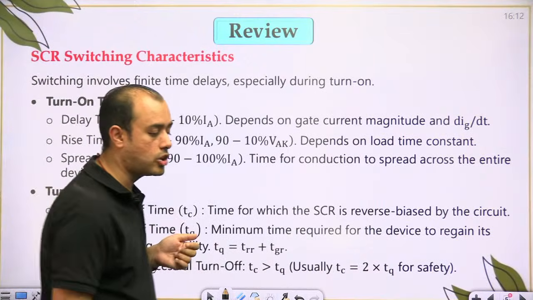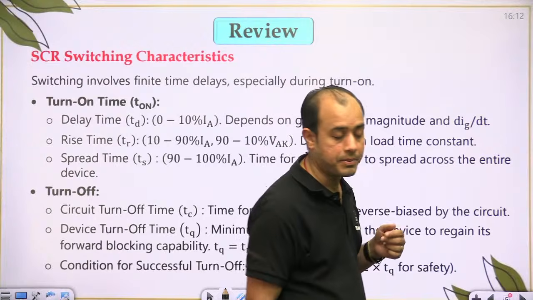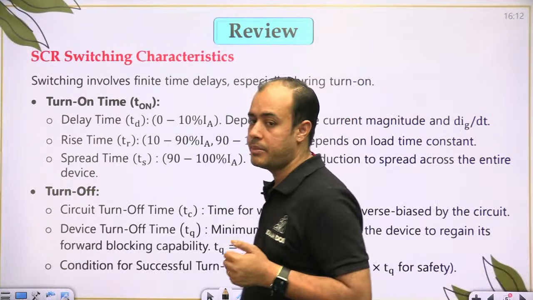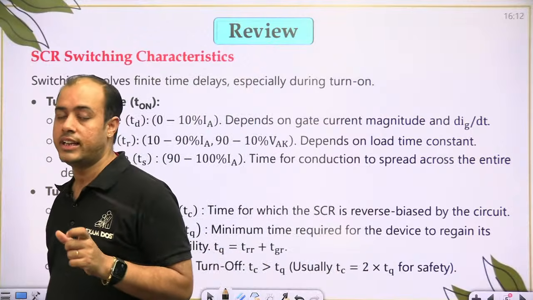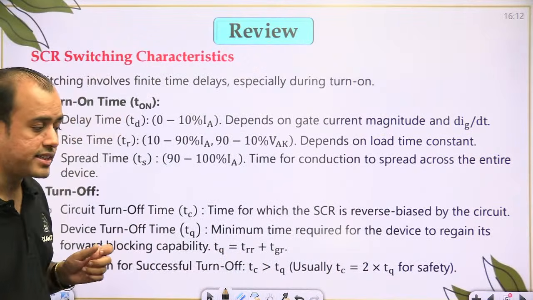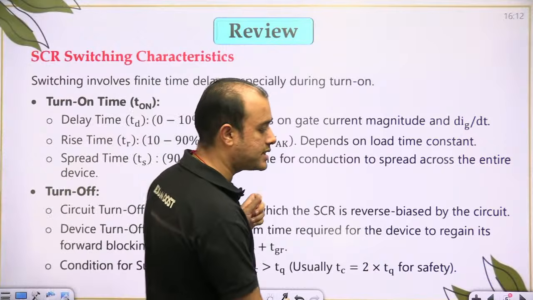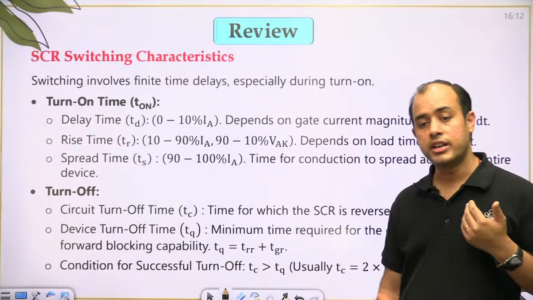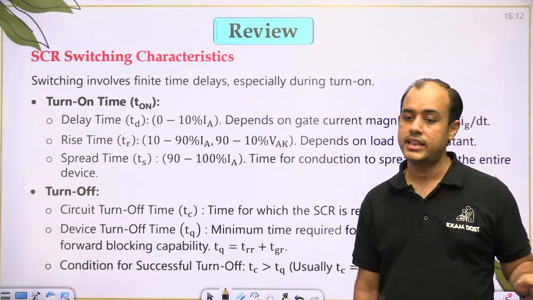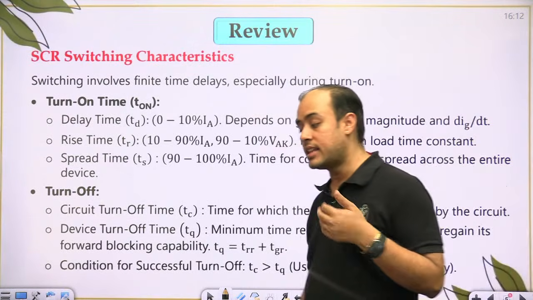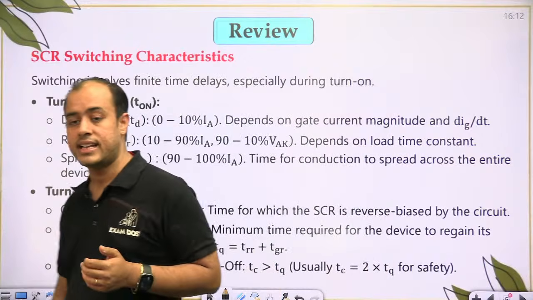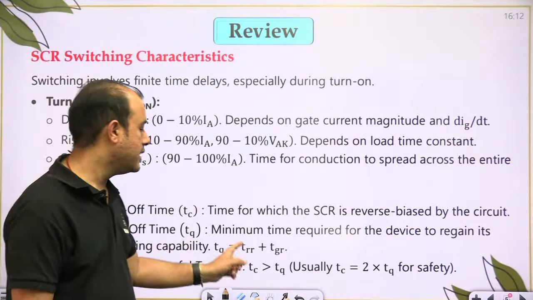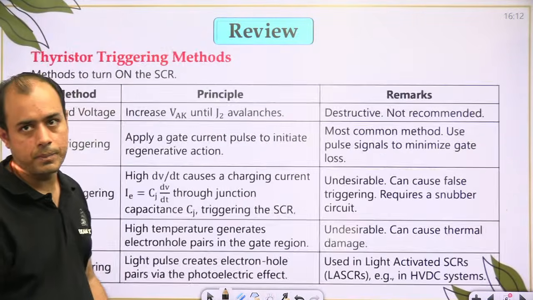During turn off, the device turn off time is a combination of 2 times: reverse recovery time, which is the same as a diode, and gate recovery, during which we remove the stored charges from the gate. TQ is the minimum time for which you need to reverse bias an SCR in order to remove all the stored charge carriers. TC is the actual time for which an SCR is reverse biased in a circuit. For successful commutation, TC should be greater than TQ.